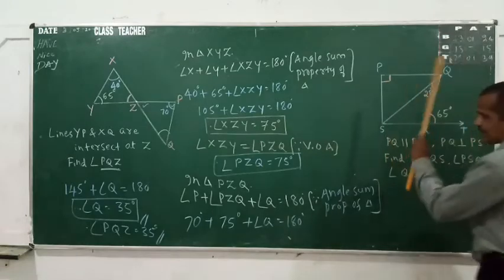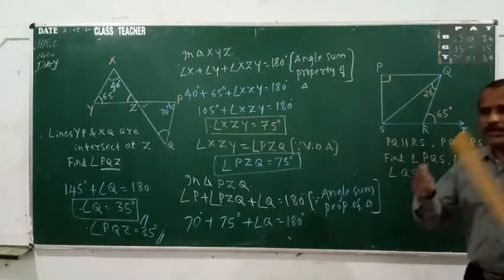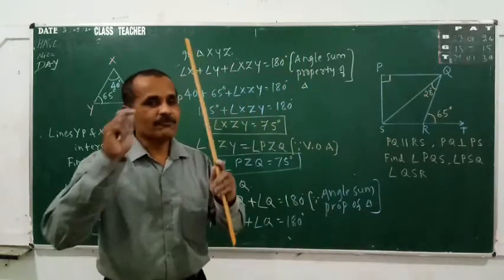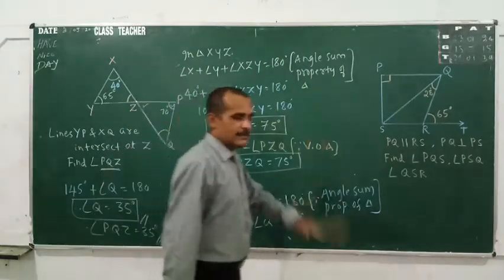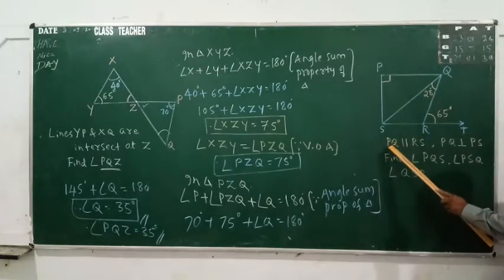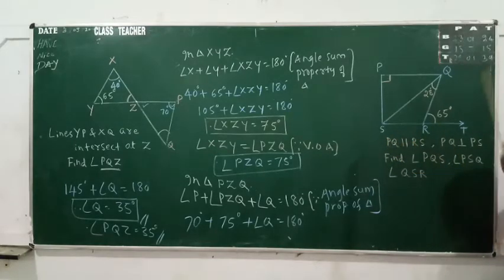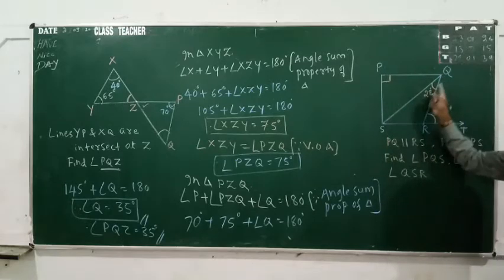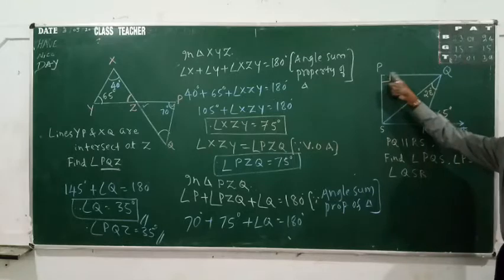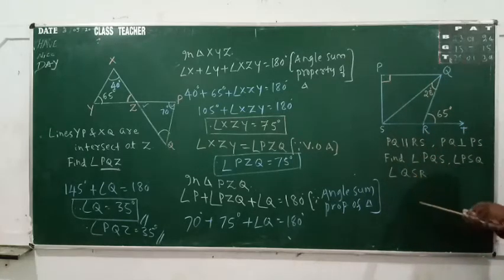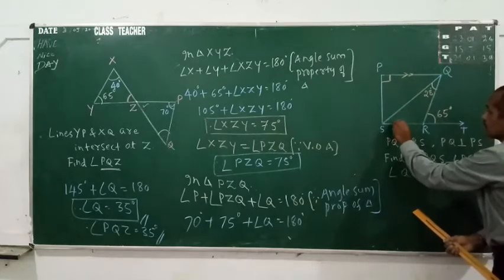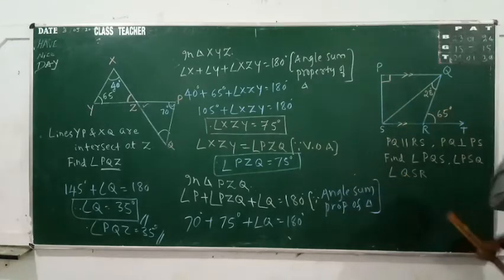Let us go for this. I will first explain to you, then you can pause the video and find the answer yourself. Let me see what are the given things for you. Given PQ is parallel to RS. PQ and RS are parallel to each other. They have given you these two are parallel.